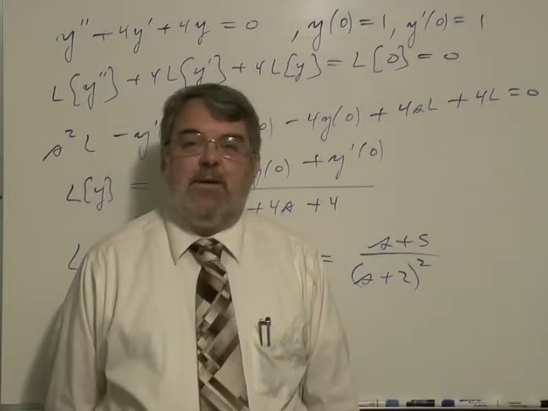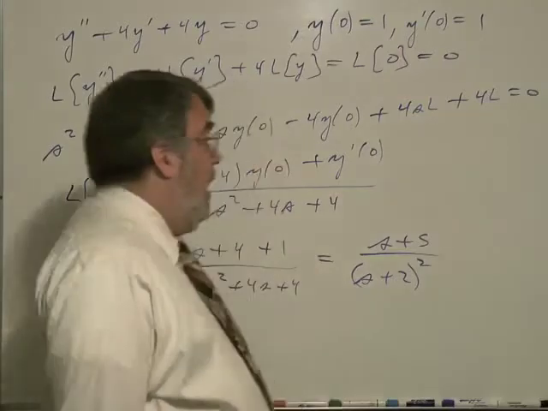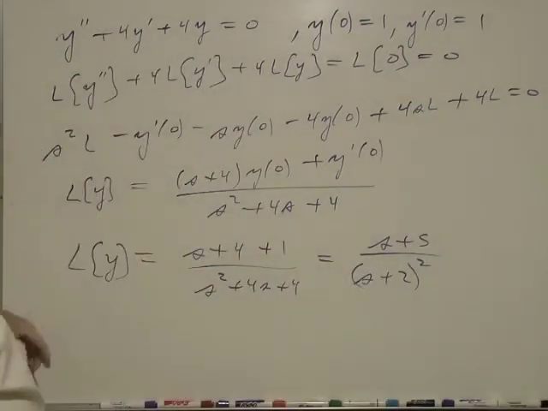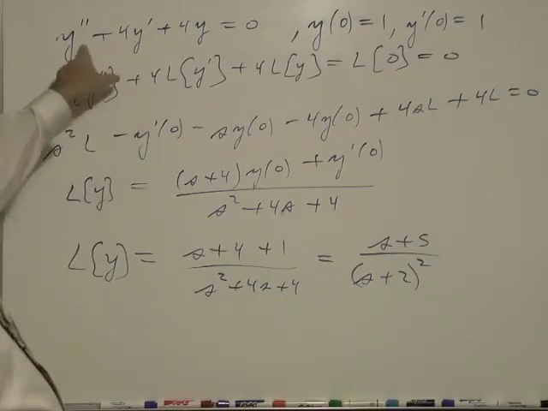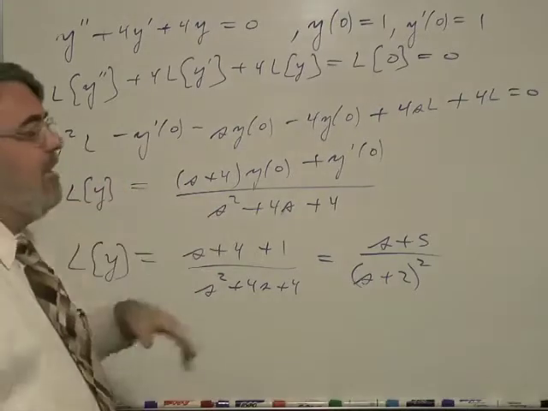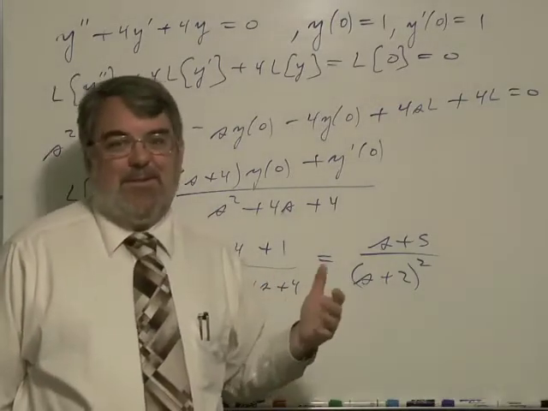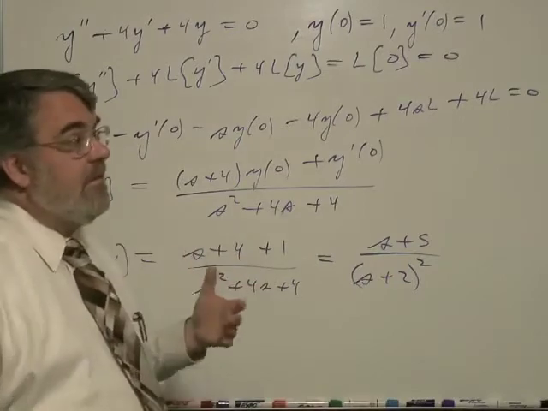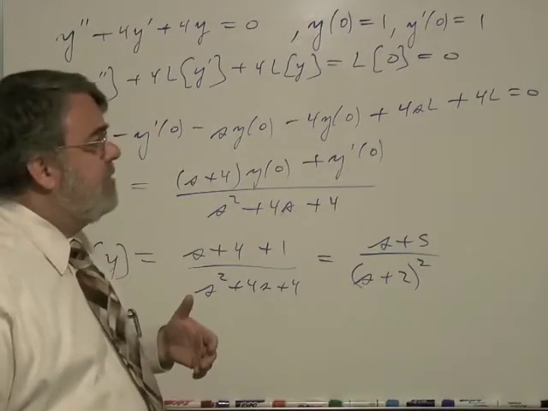This is problem 15 on page 311, and as you can see, I've done a lot of the work here, so I'm going to talk my way through this. But the problem reads y double prime plus 4y prime plus 4y equals 0. And as with all Laplace transform problems, we will need initial conditions in order to solve it. Those are the only kind of problems we can really solve.